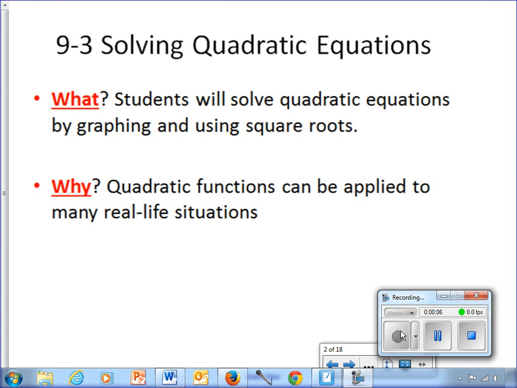This is lesson 9.3 entitled Solving Quadratic Equations. In this lesson, we will solve quadratic equations by graphing and also by using square roots.